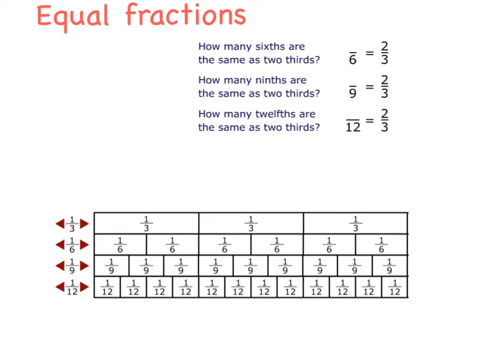Here I'm going to use my fraction wall to figure out other examples of numerators and denominators. So here I can see that the denominator I'm dealing with is 6, which means I'm dealing with sixths. My fraction wall is divided evenly into 6 equal parts, and each one is referred to as 1/6, so 1 out of 6 blocks.